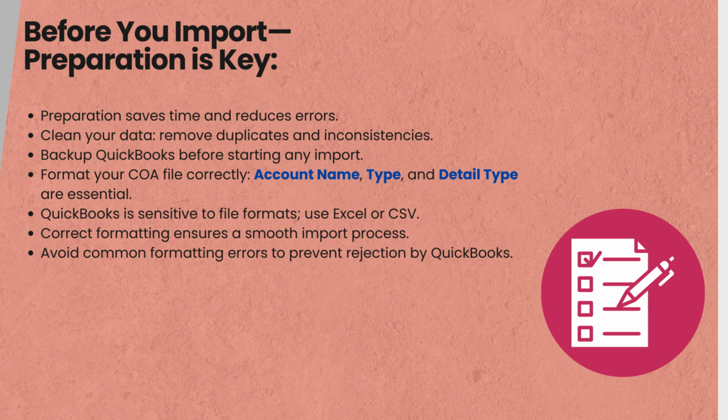Next, make sure your COA file is formatted correctly. QuickBooks is incredibly picky about file formats. It expects certain columns to be there, such as account name, account type, and detail type. I've seen users spend hours trying to figure out why their import failed, only to realize it was because they missed a column. Excel and CSV formats are your best bet, but be meticulous about the details. Every single field has to match what QuickBooks expects.